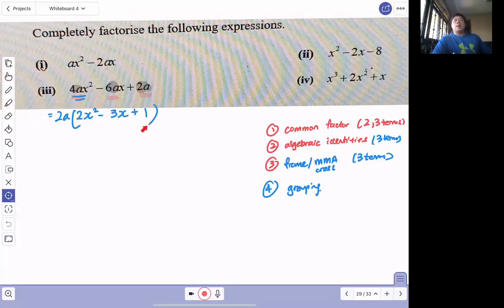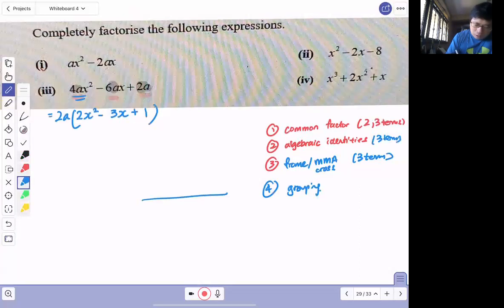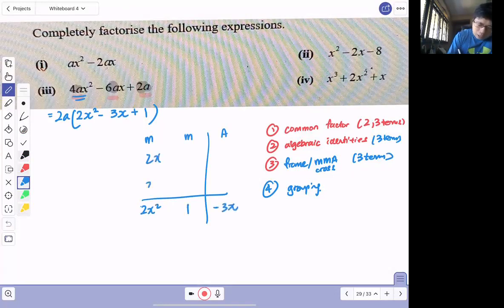Okay, so far? Then after that, from here, can you do the frame? You can give it a try. Can I go ahead to do the frame? Looks like it may be possible. So let me try the frame. Some of you prefer MMA, so I'm going to do MMA. 2x squared, 1 minus 3x, 2x and x.